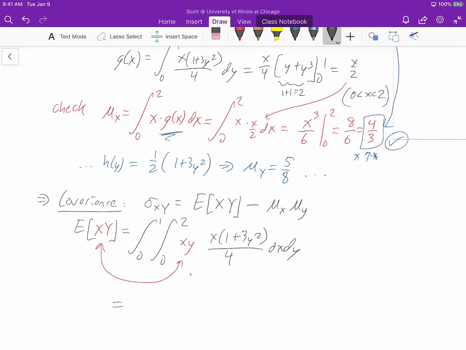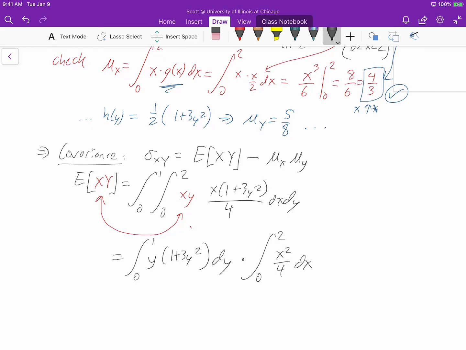Let's try to separate these into two separate integrals. Sometimes we can completely separate the two variables. So all of the y's go out here: y times (1 plus 3y squared) dy. And we can pull all the x's over here, which is just x squared. Pull all the x's there, and we'll just keep the 4 on that one. And we can calculate these two separately.